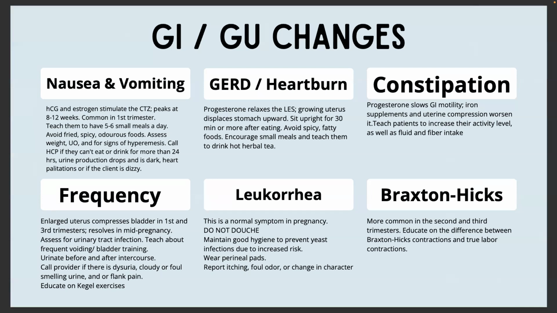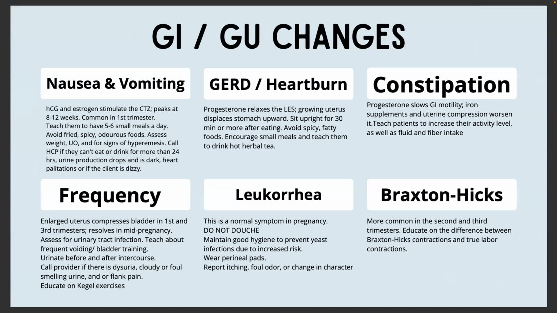So make sure that you tell your patients 5 to 6 small meals a day. Don't eat huge meals, it's just going to make you more nauseous. Avoid anything fried. Avoid anything spicy. Avoid anything that's odorous. And make sure that they're monitoring their weight. Make sure that they are monitoring their urine output. Also, if they cannot keep food down for more than 24 hours or fluids down for more than 24 hours, have dark urine, palpitations, dizziness, they have to make sure that they call their provider.